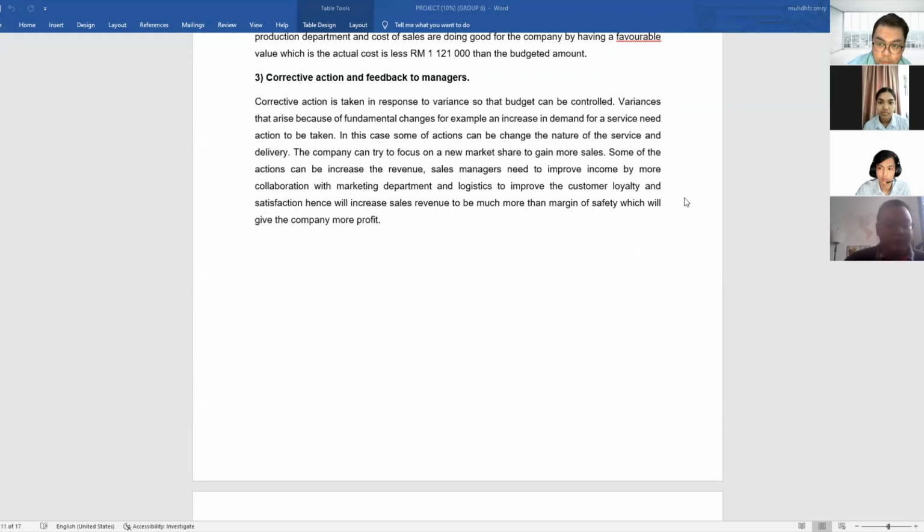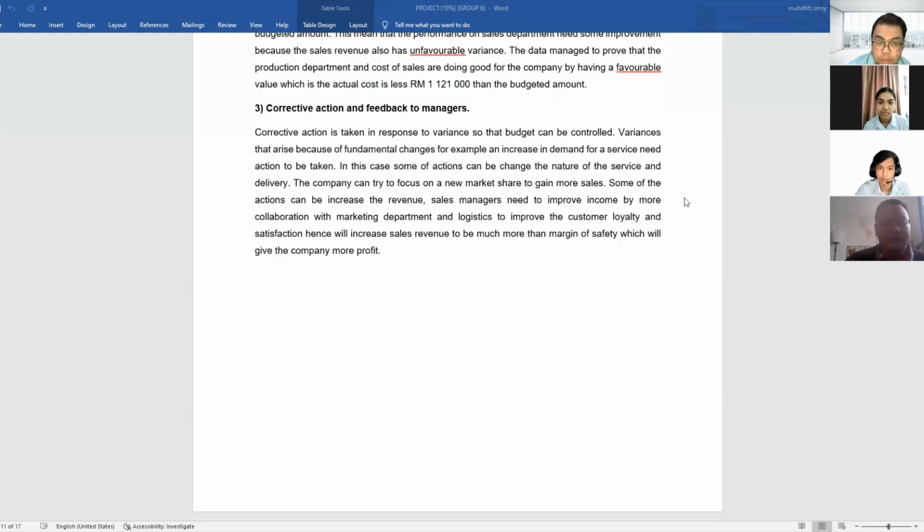So in conclusion, both budget and CVP analysis are very important tools for decision makers to make economic decisions. By having knowledge about the company's position, managers can manage the production and resources effectively, and this will give the company better performance and good profitability. Thank you. That's all from us.